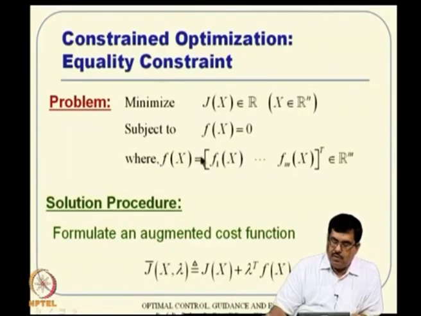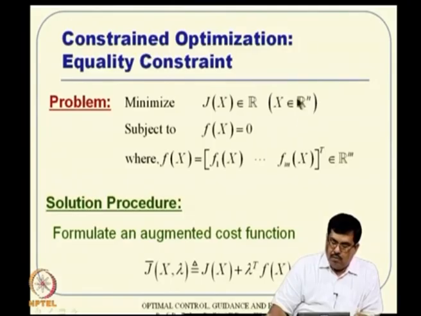Okay, the problem formulation is like this. We want to minimize some J of x. Again, J is always a scalar, but x is a vector, subject to this set of equality constraints. It's not just one constraint, remember that. This equation is actually m equations, because f has components f1 to fm. So now this is the problem. We want to minimize a scalar function where x itself is n-dimensional, and that is subject to m algebraic constraints.